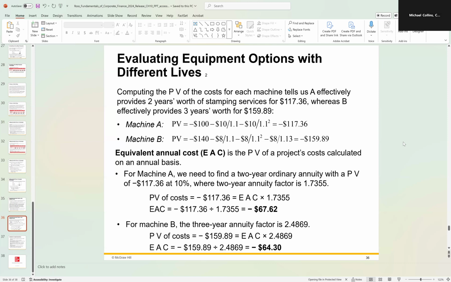Equivalent annual cost is the PV of the project's cost calculated on an annual basis. So at first, the other one seems more expensive, but when you calculate the effective annual cost, project B looks to be more appealing when you apply the annuity factor.